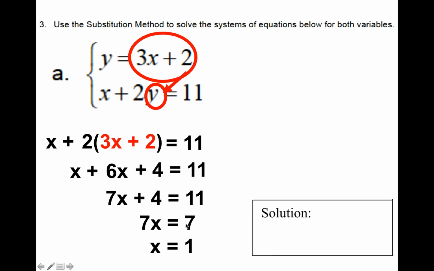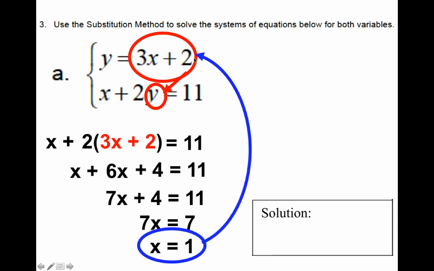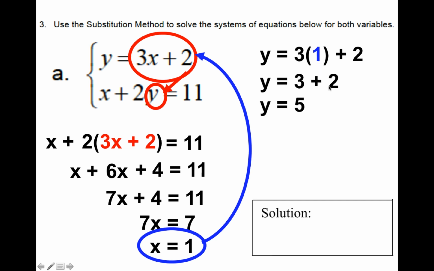Notice we're not done. We also have to solve for y. So we're going to plug this answer into this circle up here to solve for y. This will give us 3 times x, which is 1, plus 2. 3 times 1 is 3, and 3 plus 2 is 5. You always write your answer as x comma y. So it's 1 comma 5.